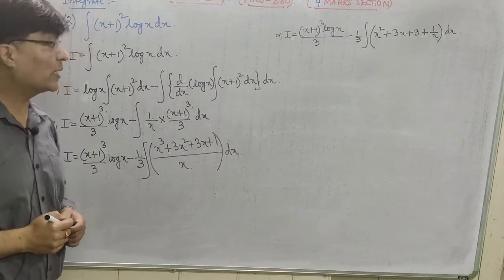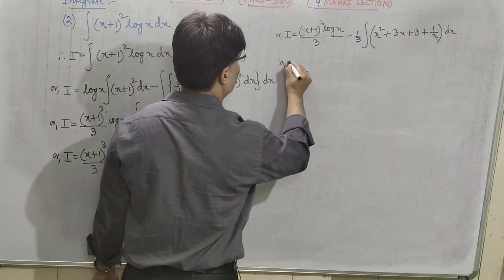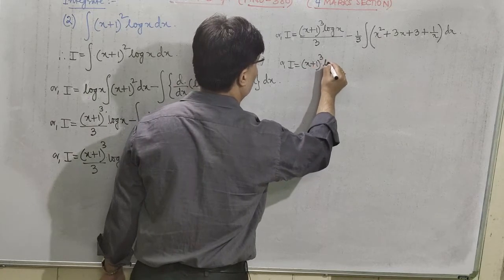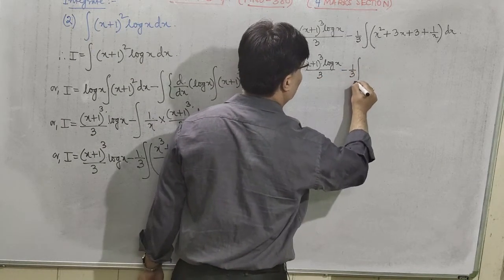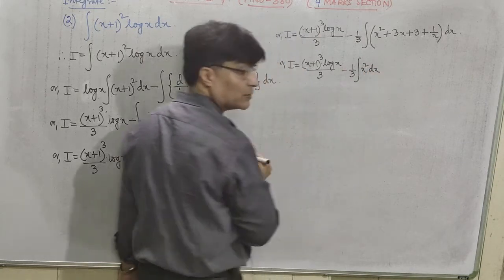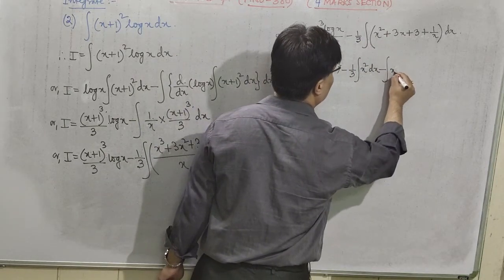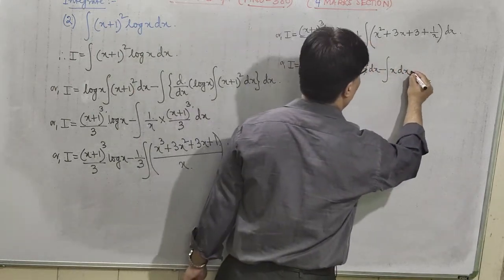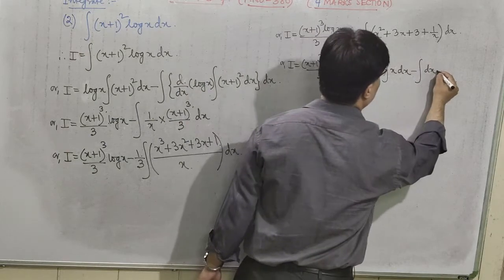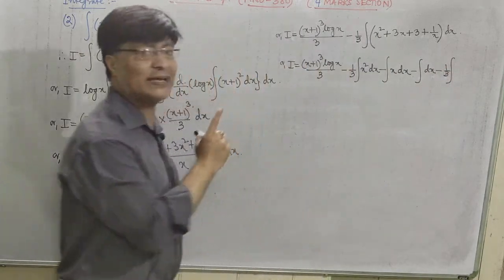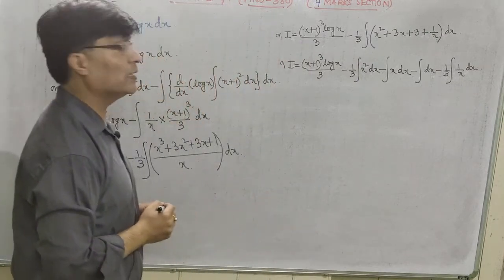So I think you have understood it. Okay, so now you can separate that integration and then you can easily integrate them. I is equal to (x plus 1) whole cube log x divided by 3, minus 1/3 integration of x square dx. Minus into plus is minus, the 3 gets cancelled. Integration of x dx, minus into plus is minus, integral sign, 3 gets cancelled, you will have only dx. Then minus into plus is minus 1/3 integration of, what is that? It is 1 upon x dx.